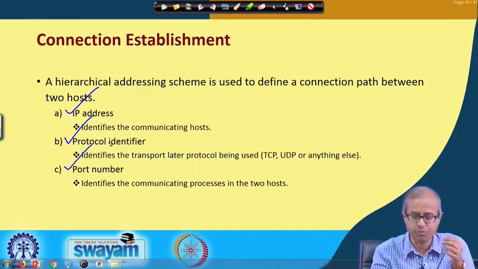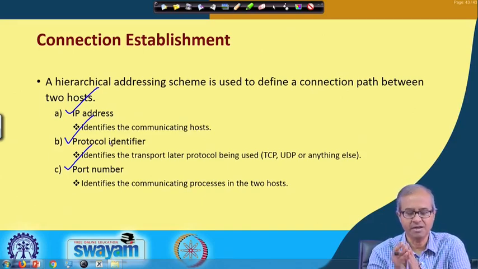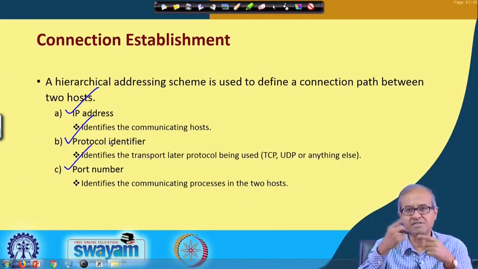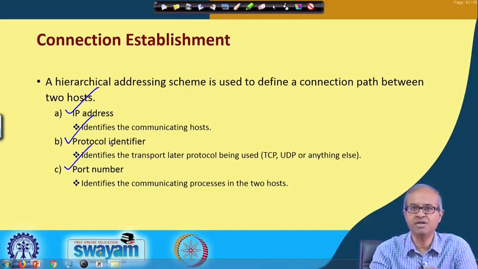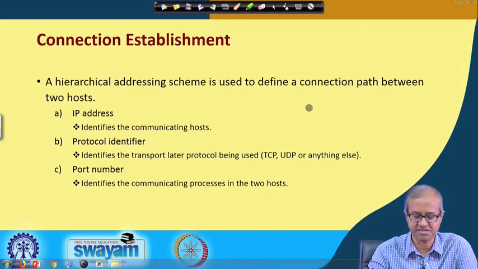For the protocol, only for TCP does the question of a connection come up; for UDP there is no connection, it is like a datagram service. So, you have to specify the IP addresses of the two ends, the protocol TCP, and the port numbers at the two ends. If you specify all these things, only then are you in a position to establish a connection.